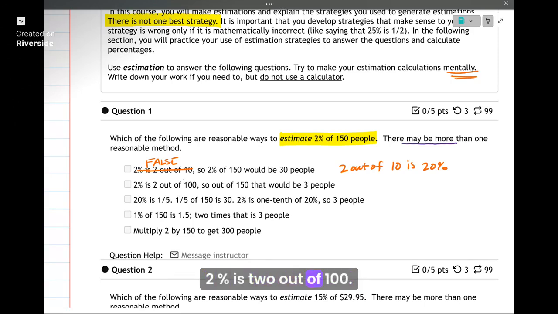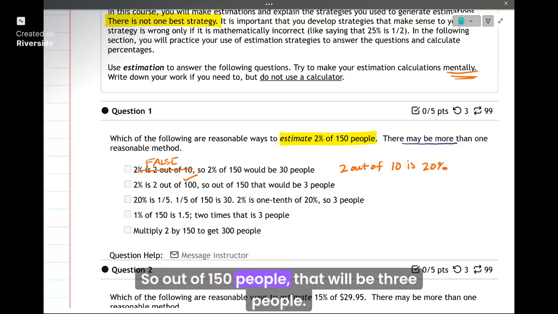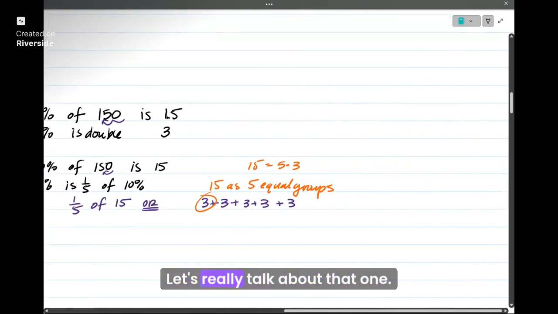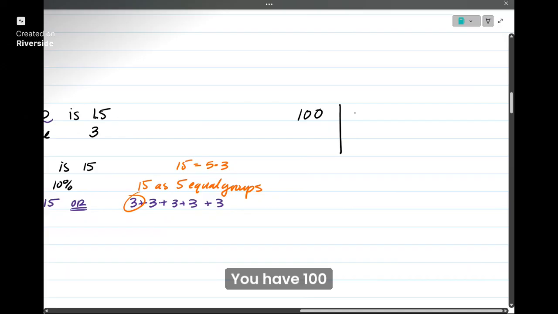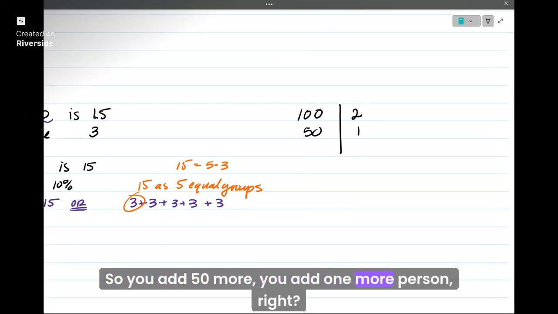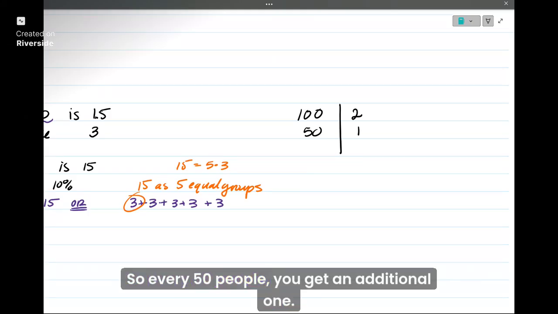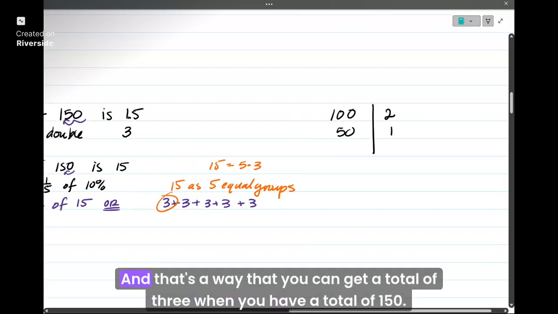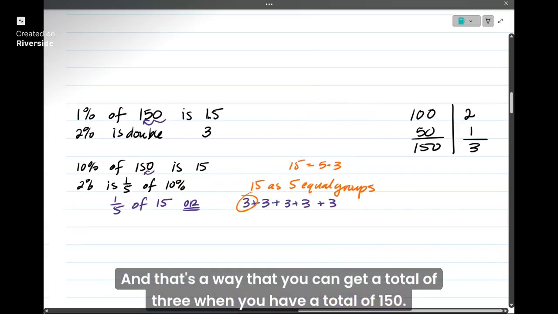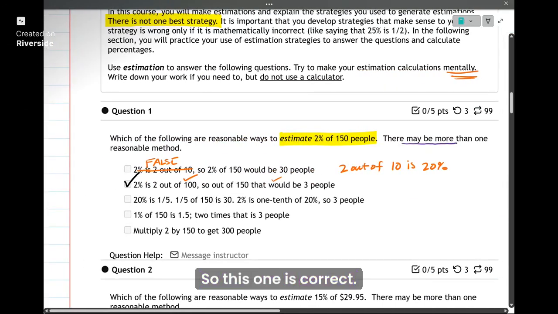All right, 2% is 2 out of 100. That's true. So out of 150 people, that would be 3 people. That's another way to think about it. Let's really talk about that one. You have 100 and then you need 2. So you add 50 more, you add 1 more person, right? So every 50 people, you get an additional 1. And that's a way that you can get a total of 3 when you have a total of 150. So this one is correct.